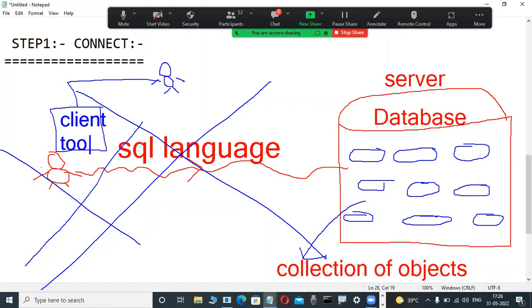First, client tools or query tools are there. These are called client tools. This is client server architecture. This is a server. This is a client tool. First, these users connect to the client tool. Then only through that tool they communicate with the database by using the SQL language. That is important.